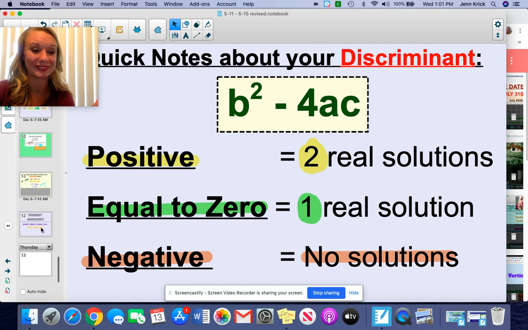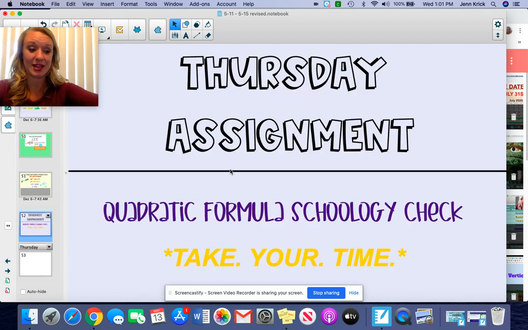Okay, your Thursday assignment is the quadratic formula Schoology check. Take your time doing this. I am telling you, it is very valuable for algebra and for honors geometry. I was talking with your high school department chairs the other day, and I was looking at your summer work. You're going to have to use the formula for some of the equations on there. So very valuable. Take your time.